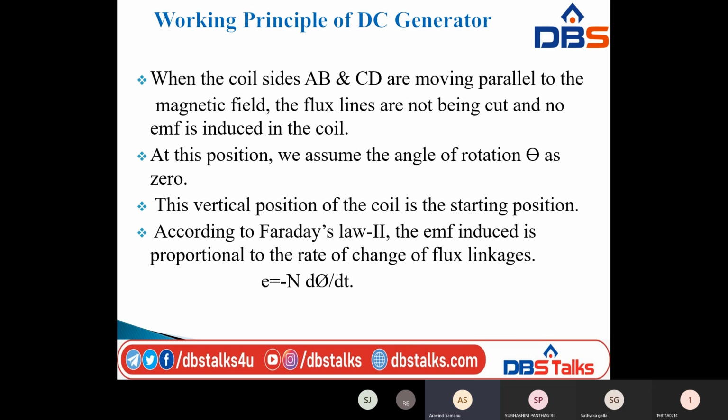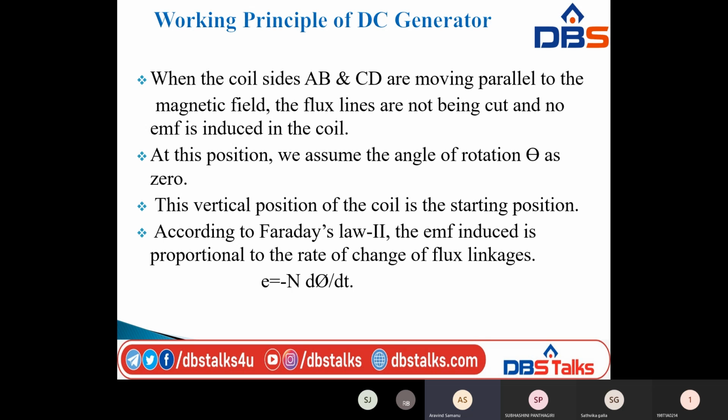Here E is the voltage or EMF, which is directly proportional to the rate of change of flux linkages, that is d phi by dt. Here phi is the flux, and d phi by dt is the rate of change of flux linkages. N is the number of turns. With the negative sign, E is equal to minus N d phi by dt, where N is the number of turns, phi is the flux, and t is the time.